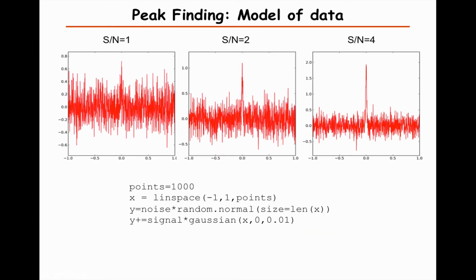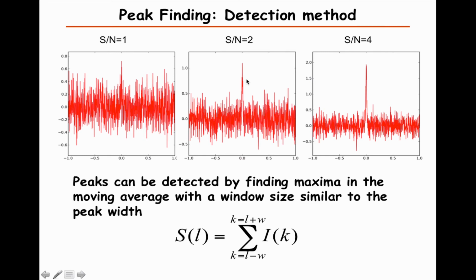So now we can model the data. We had the noise, and we have a model for the peaks. And so we can simply add the signal to the noise and have different signal to noise ratios. And now to the detection method in this case, we can again, yeah.